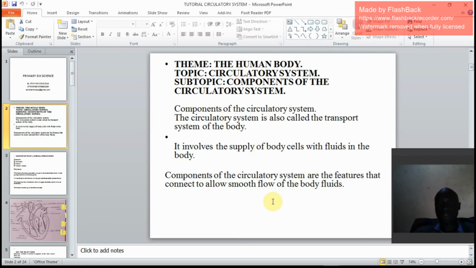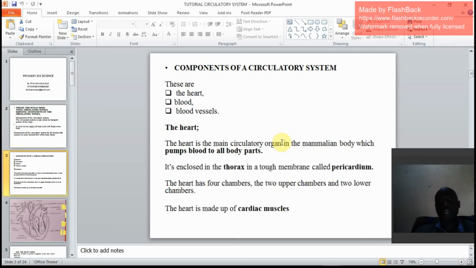The components of the circulatory system are the features that connect and allow smooth flow of blood fluids. We shall look at the different components that actually facilitate smooth flow of body fluids. We go straight to the components of the circulatory system.